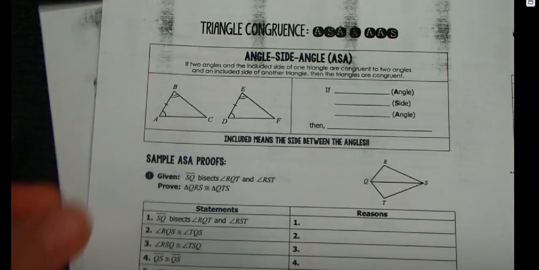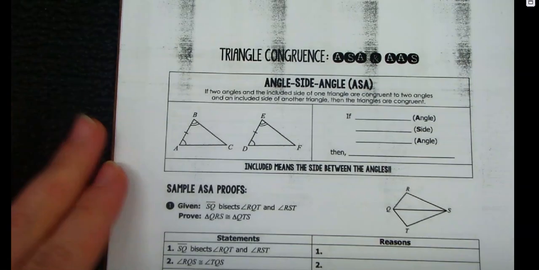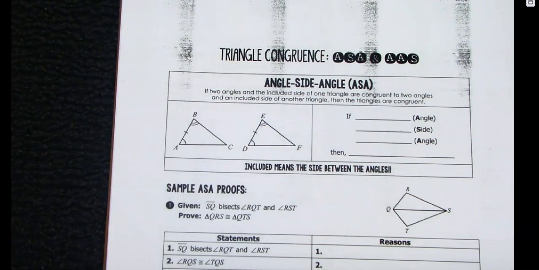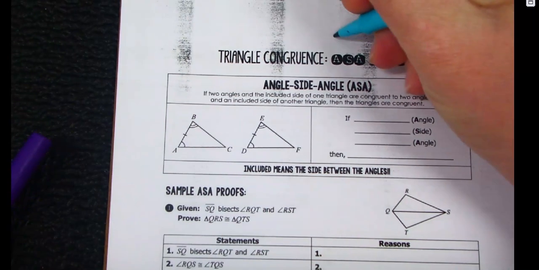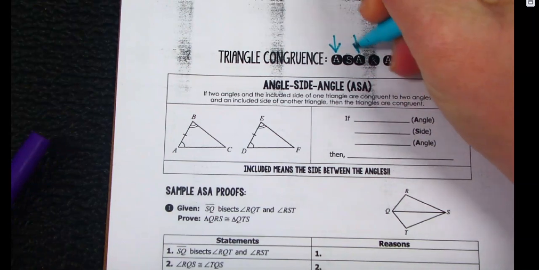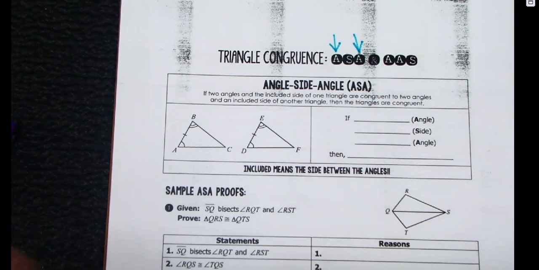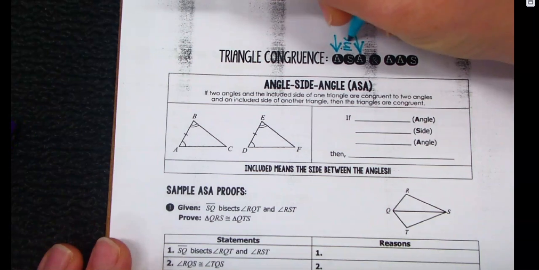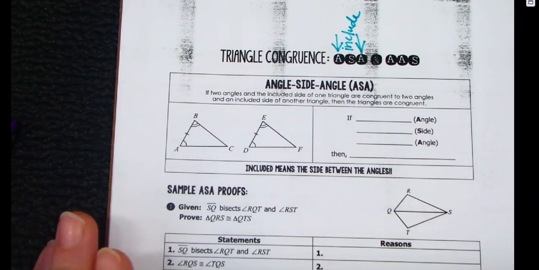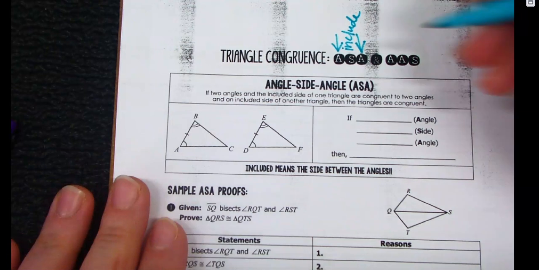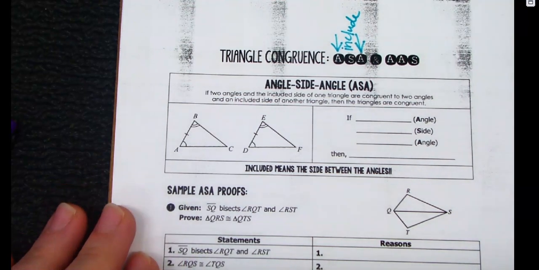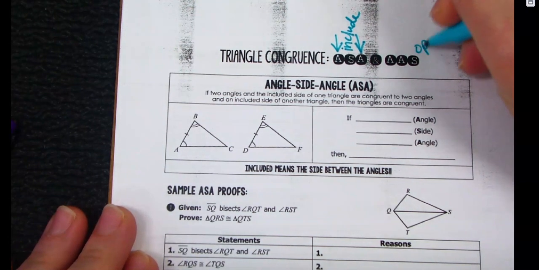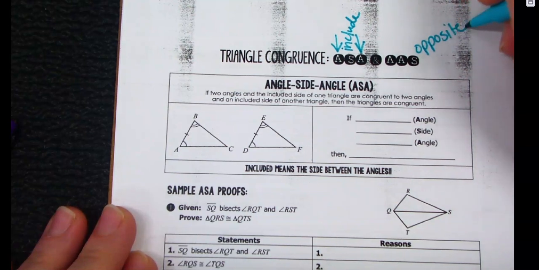Our lesson today is continuing on with triangle congruency. Yesterday, you took your test on side, side, side, and side, angle, side. Today we're going to be working on angle, side, angle, where the side is the included side, and then angle, angle, side, where the side is opposite. That's what we're going to be working on today.